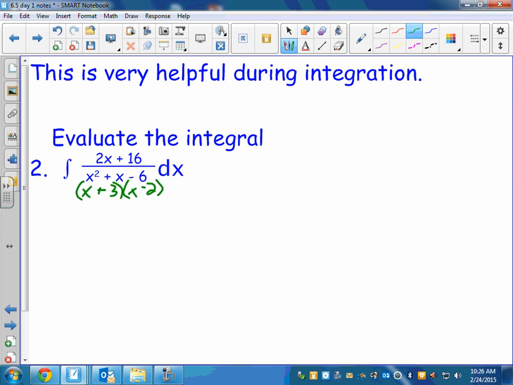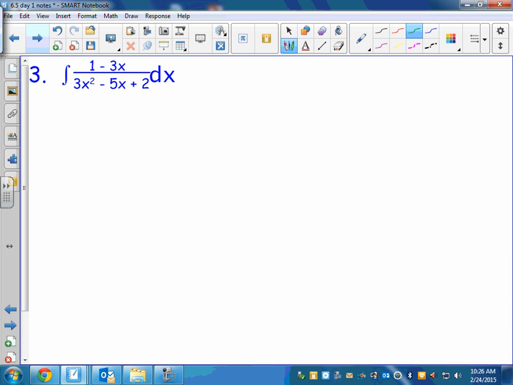Oh, I'm sorry. Maybe I marked it out. Let's do this one then. Sorry, go to this one. Now we have to do uglier factoring. Barf. I'm just going to factor this.